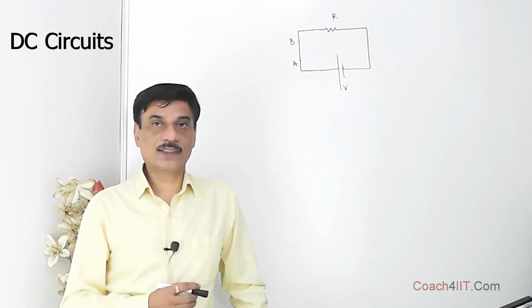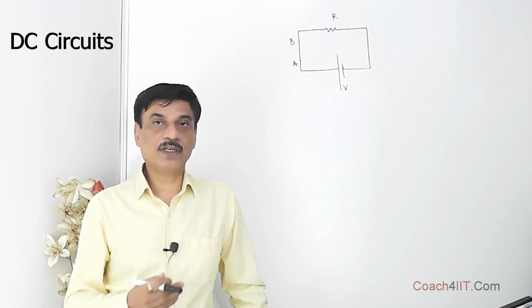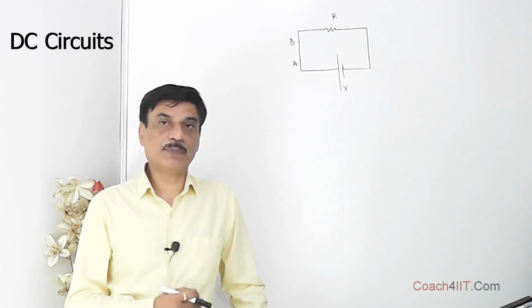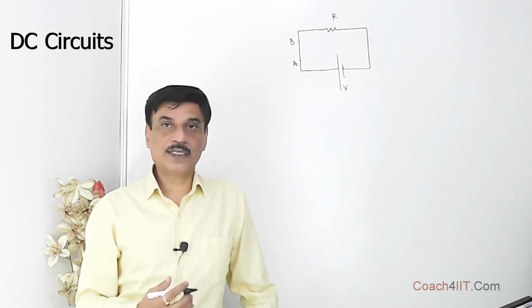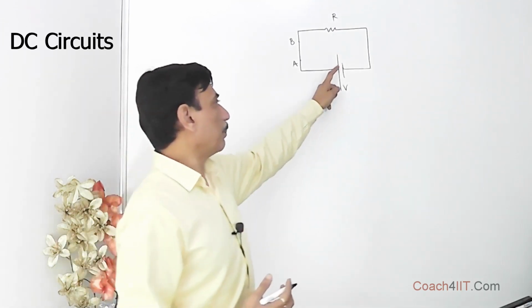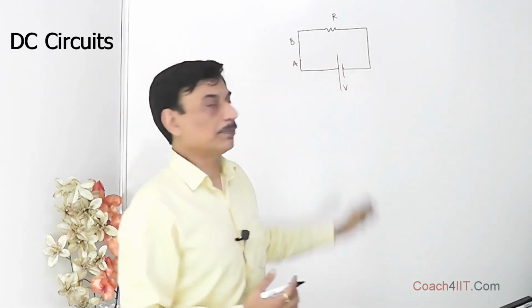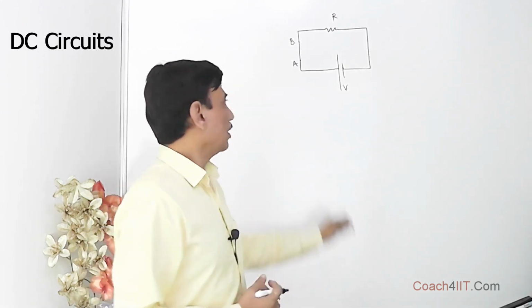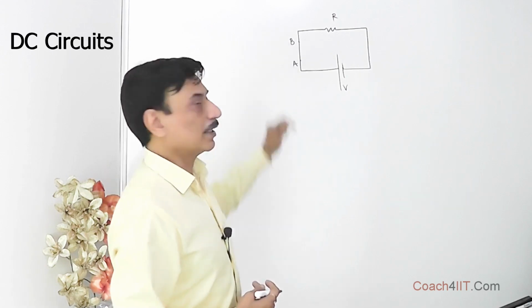So if someone asks, is there any potential difference between A and B? And if there is, what is the potential difference between the points A and B? We know that conventional current, or positive current, flows from the positive terminal to the negative terminal outside the battery. So going by this logic, the potential of A should be greater than B.